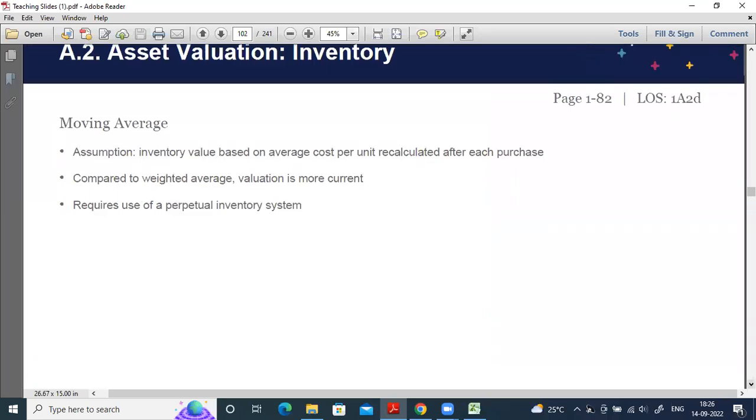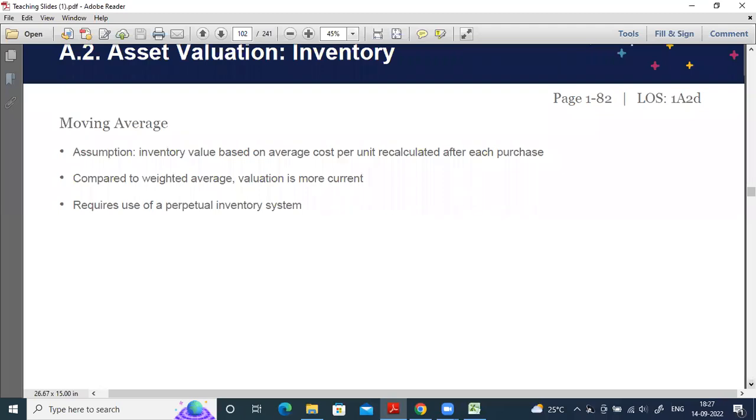Now the next one is moving average. The assumption here is that inventory value is based on average cost per unit recalculated after each purchase. The name itself says that moving average means the average will continuously move. We don't have any fixed weighted average. Whenever there is a purchase, you need to compute the weighted average. That is nothing but moving average.